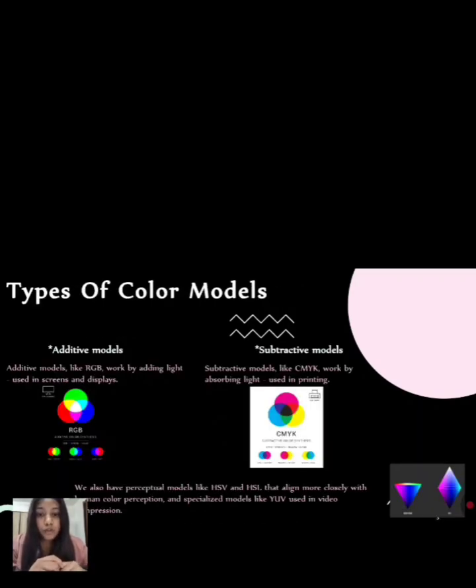Now, types of color models. Color models are broadly classified into two categories. Additive models like RGB work by adding light, used in screens and displays. Subtractive models like CMYK work by absorbing light and are used in printing. We also have perceptual models like HSV and HSL that align more closely with human color perception, and specialized models like YUV used in video compression.